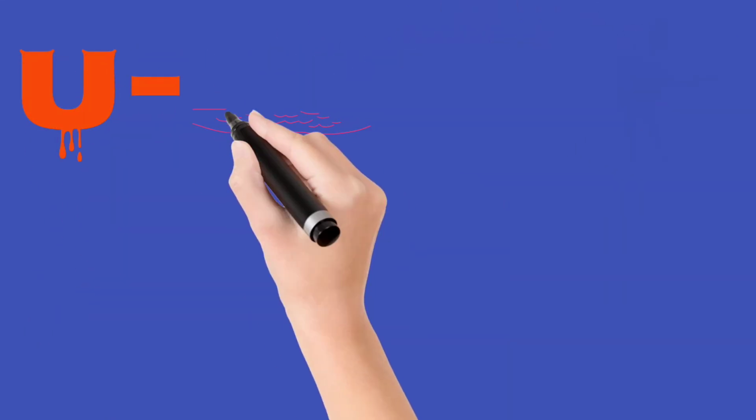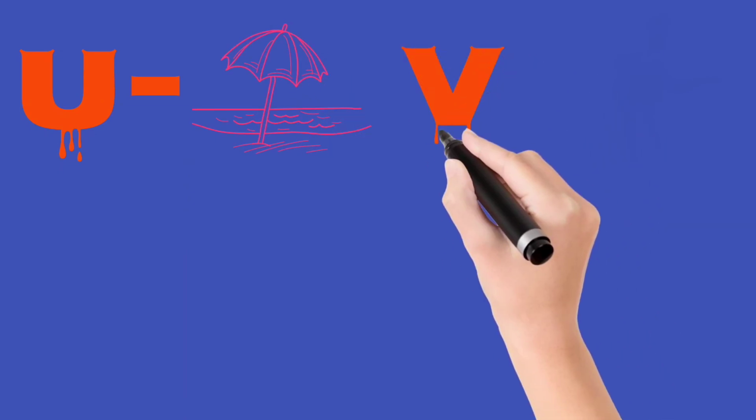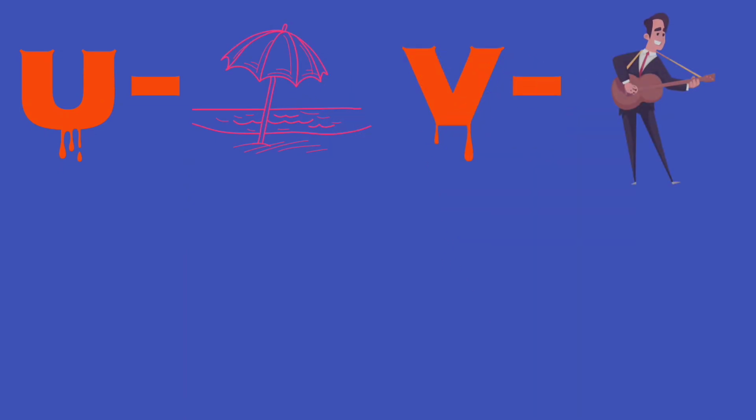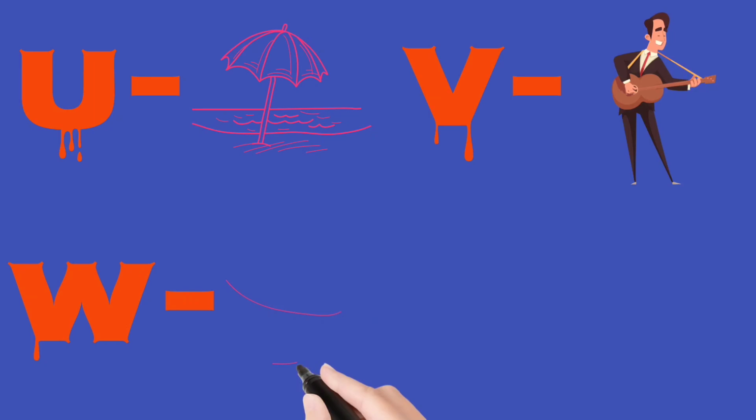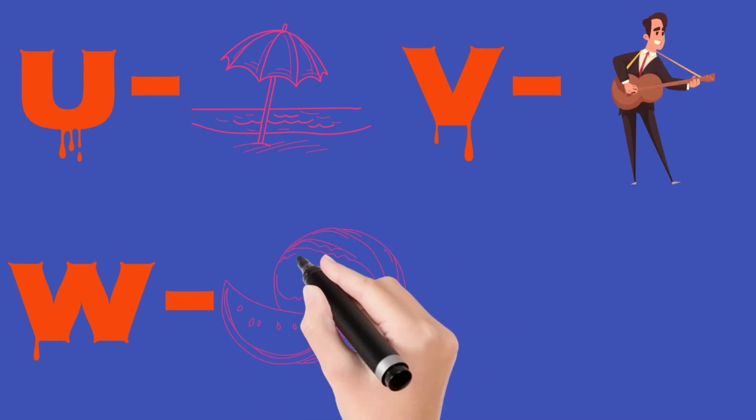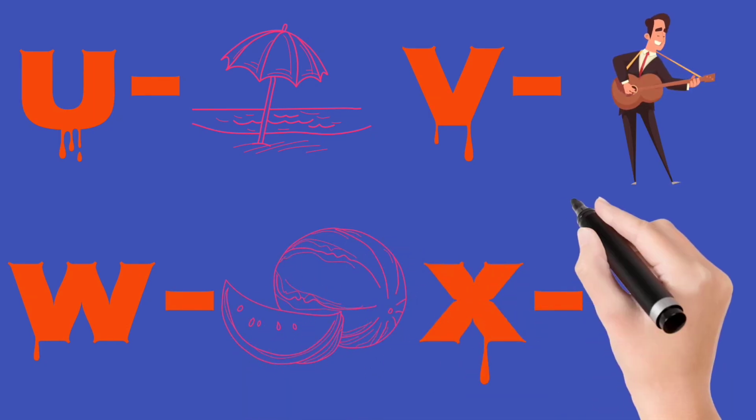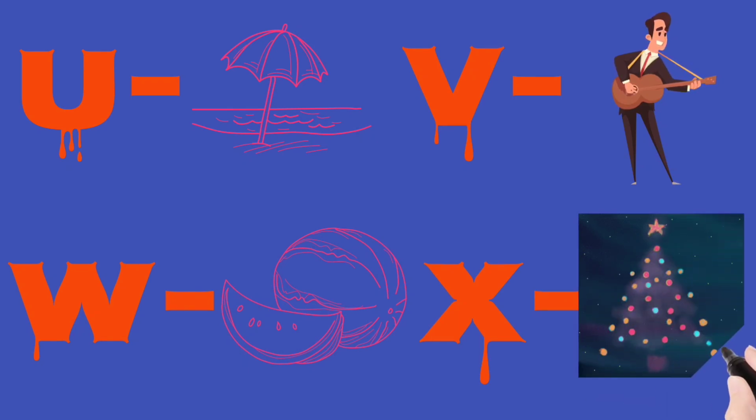U for umbrella. V for violin. W for watermelon. X for Xmas tree.